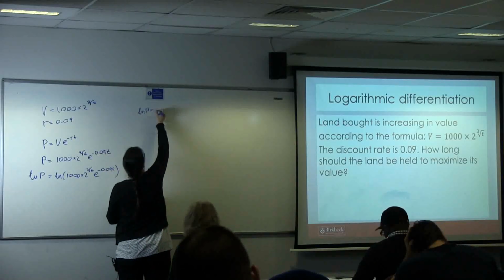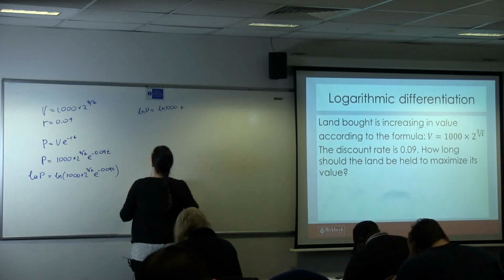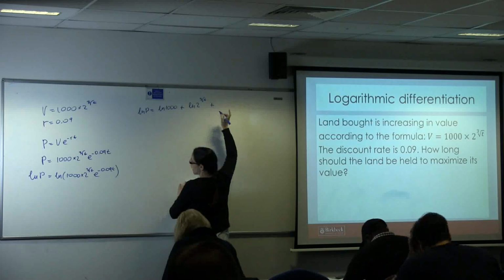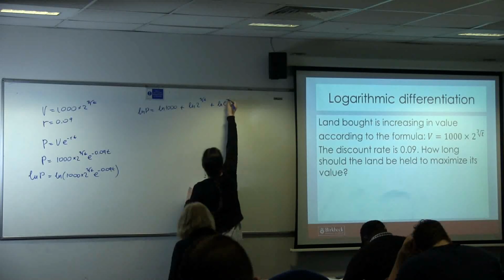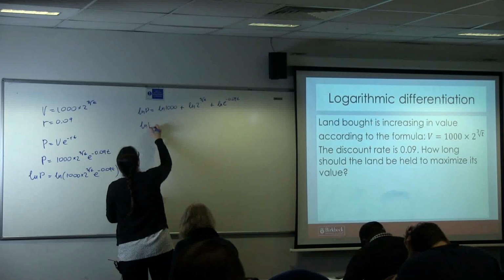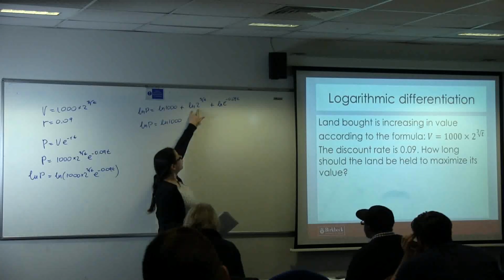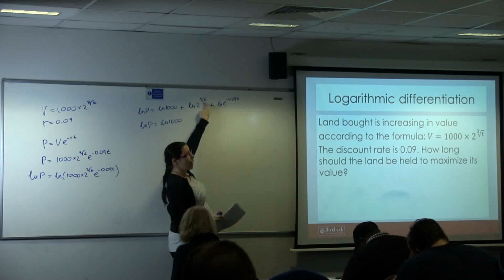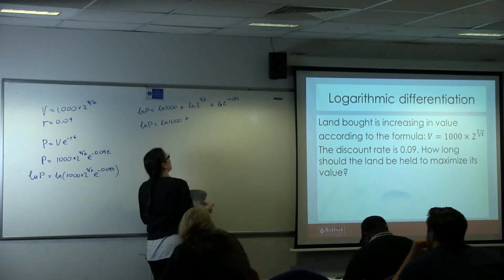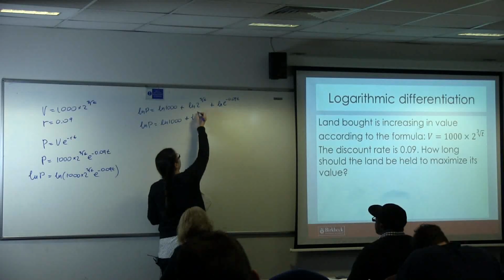So ln P will be equal to ln 1000 plus, because there's a multiplication sign between them, ln 2 to the cube root t plus, because again there's a multiplication sign in there, ln e to the minus 0.09 t. First term just stays as it is. What I've got in here is 2 raised to a power. So that power can be brought down as a multiple. And at the same time, I remember that the cube root of t is the same as t to the power of one third.